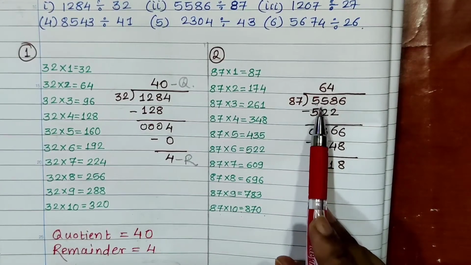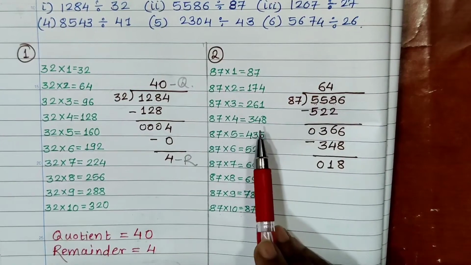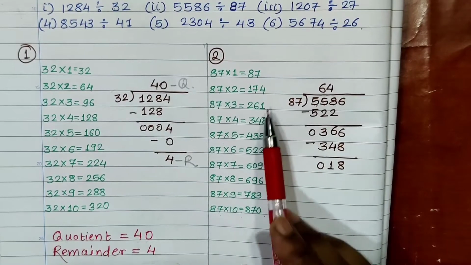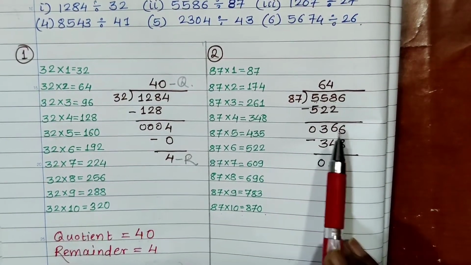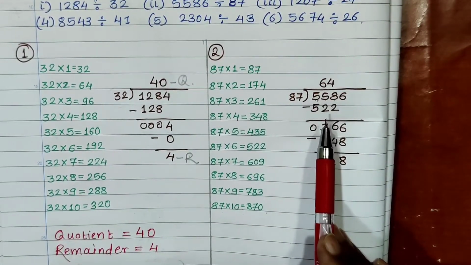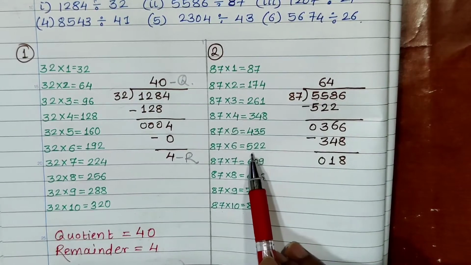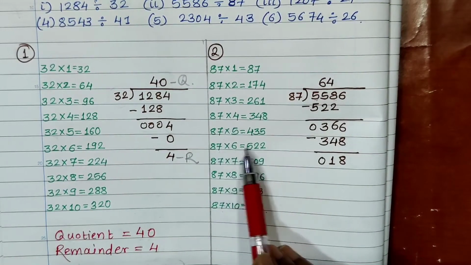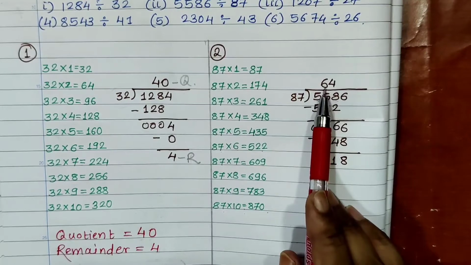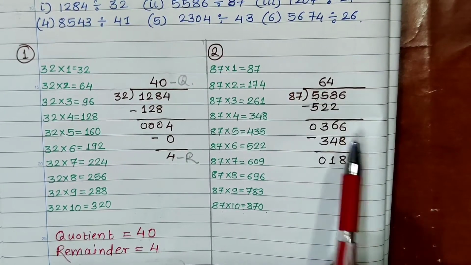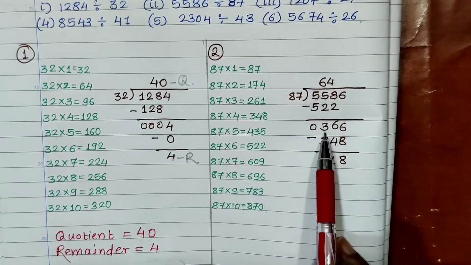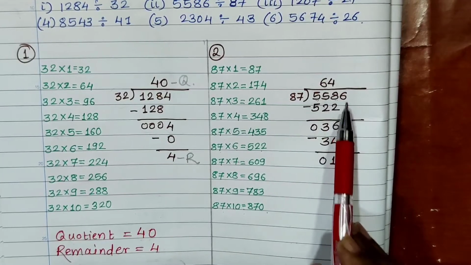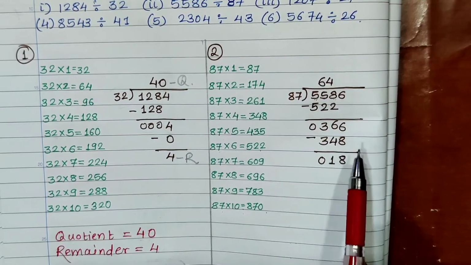Now we have to check whether 558 is there in the table of 87 or not. So here it is not there. So we have to check the number which is little smaller than 558. That number is 522. 87 6s are 522. We have to write here 87 6s are 522. 558 minus 522, we get 36. Then we have to put down this 6, the last digit, here.